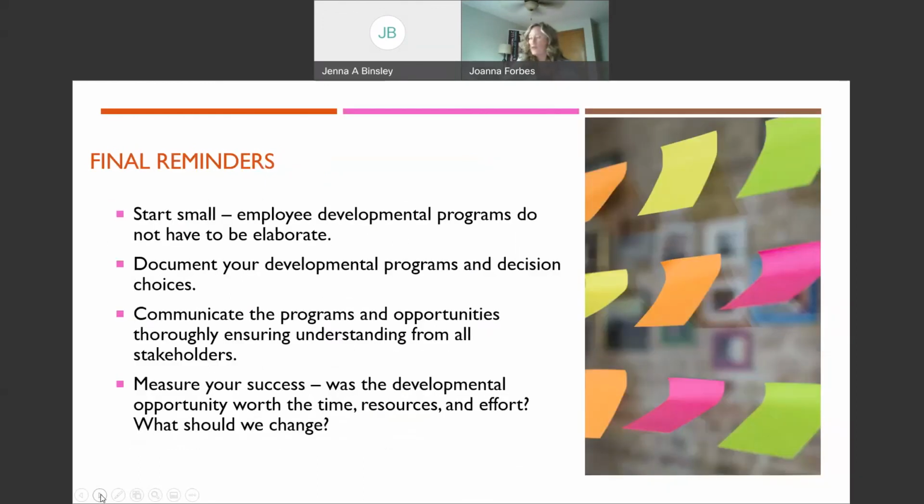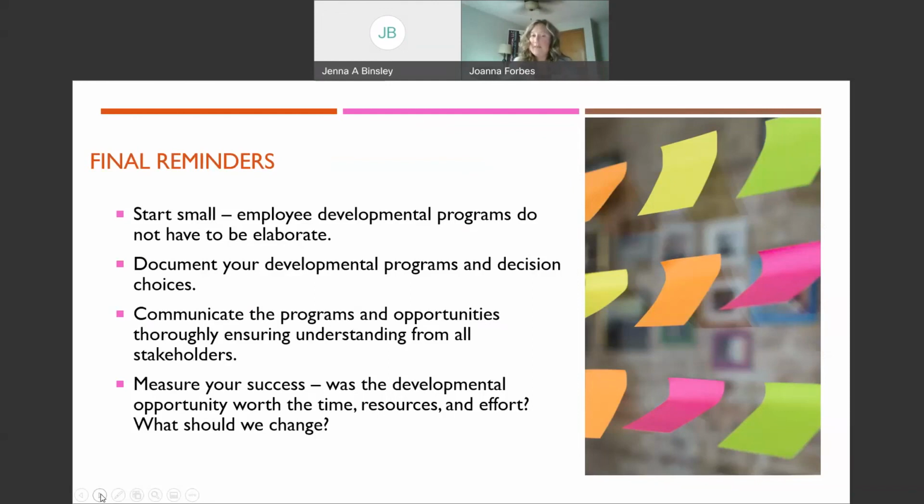So some final reminders before we go today, and to see if we have any questions. Start small. Don't be overwhelmed. Employee developmental programs do not have to be elaborate. Some of those quick, basic ones that we talked about today, you can take right back to the workplace and implement. Document your developmental programs and your decision choices. Document who you chose for what developmental program, whether it was cross-training, a class, shadowing, or a mentoring opportunity, whatever it was.